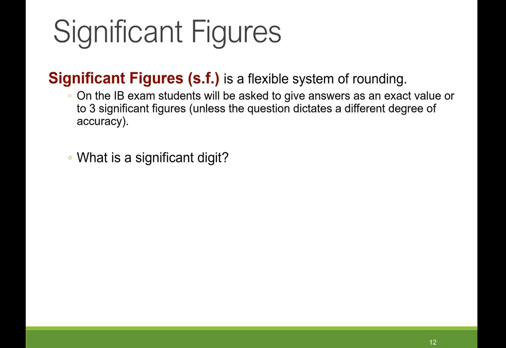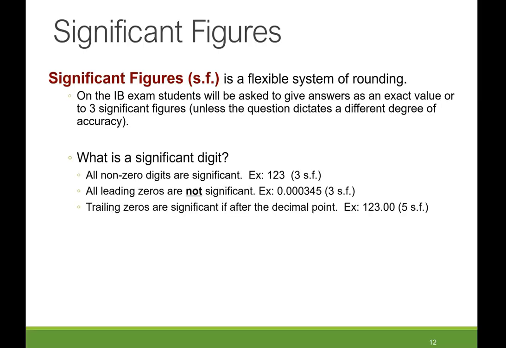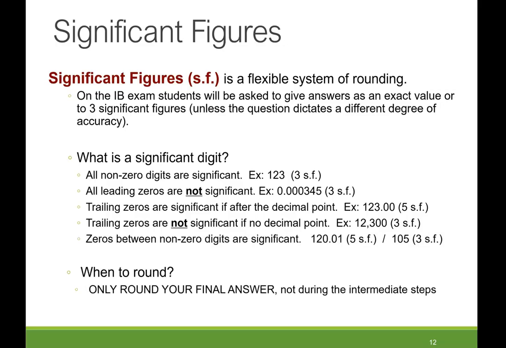Is everybody feeling okay on this? Again, the zeros are the only hard parts. If they're non-zeros, it's easy. They're all significant. Okay. So this is the same rules we just kind of discussed.